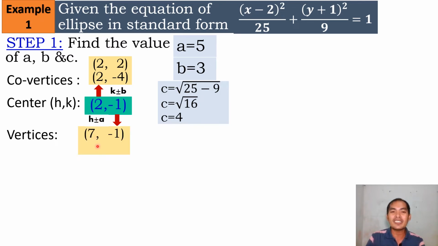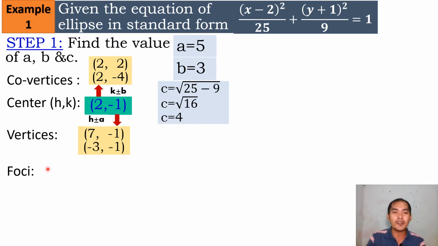Therefore, our vertices, we have 7, negative 1. Bakit 7? We have 2 plus 5 is 7, and 2 minus 5 is negative 3. Okay. So, these are the two vertices.